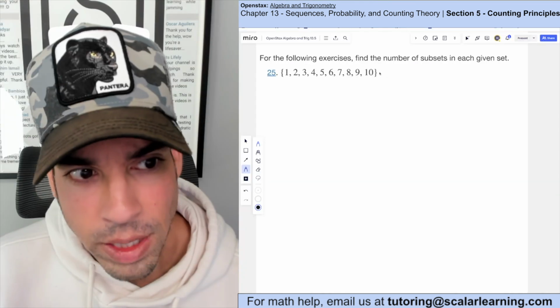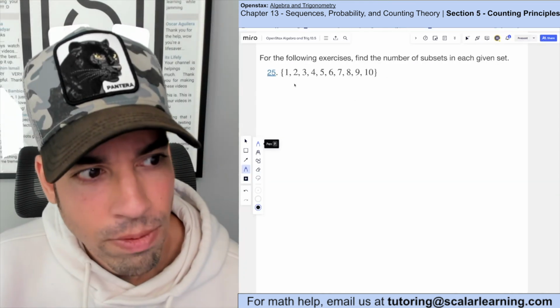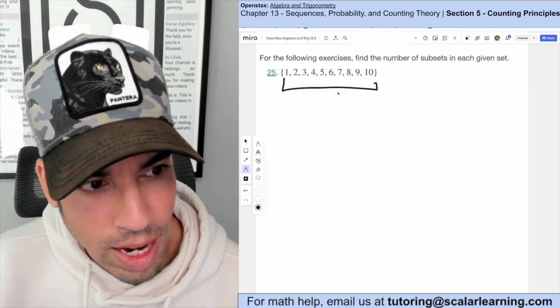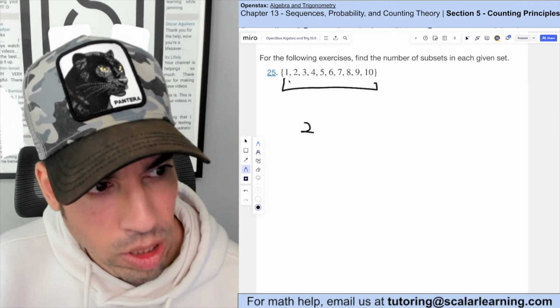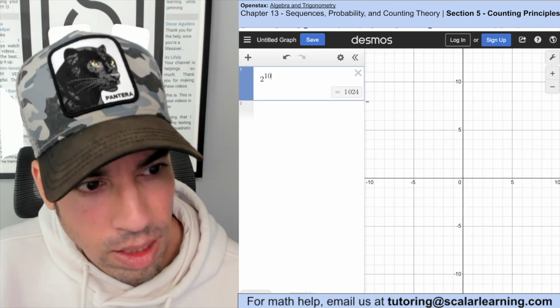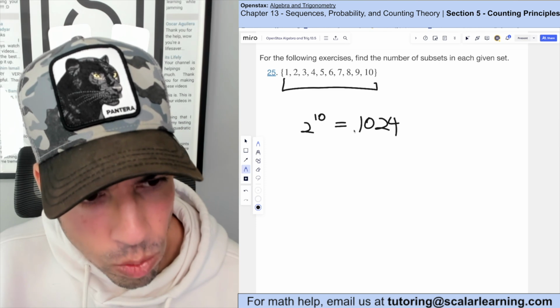Done. For the following exercises, find the number of subsets in each given set. So when we're trying to find the number of subsets, we look at the number of items in this set, and we say 2 to that power. And since there's 10 here, we say 2 to the 10th power. 2 to the 10th equals 1,024. So 1,024 is the winner.